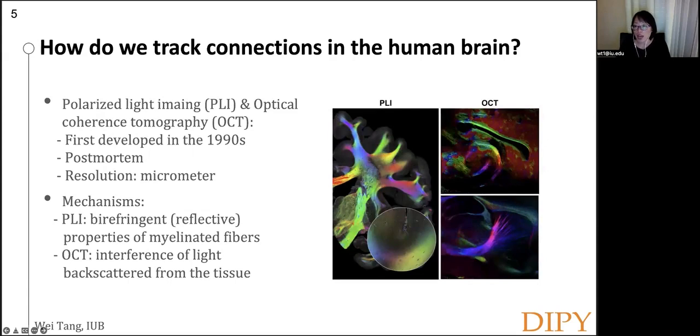Klinger's method had dominated the field for decades until the 1990s, when magnetic resonance imaging and modern microscopy techniques started to take off. Before we delve into diffusion tractography, here are two microscopy techniques worth mentioning. One is polarized light imaging, PLI. The other is optical coherence tomography, OCT. Both use light reflection or refraction to delineate fibers at micrometer resolution. Like Klinger's method, these are relying on postmortem tissues as well.